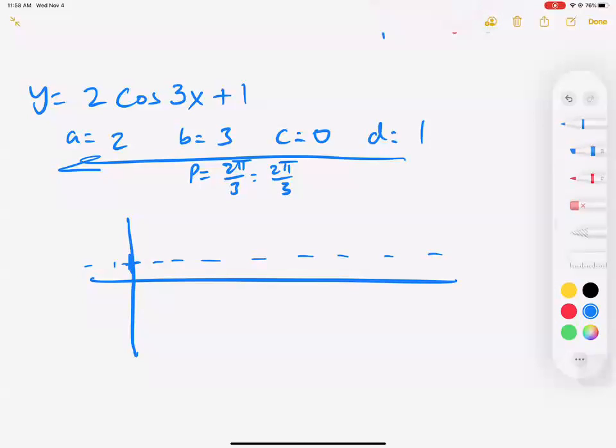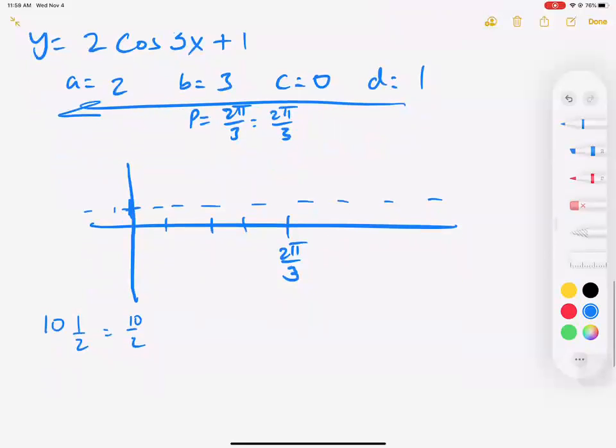Now, how long is my period? Please, don't freak out about period. Just make a mark, 2 pi over 3. This is my graph. I control where I write 2 pi over 3. Half, half, and half. Now, what is half of 2 pi over 3? If you don't know this trick yet, we multiply the bottom by 2. Let's say you have the number 10. What's half of 10? Don't you just multiply the bottom by 2? That's 5. What is half of 100? You just multiply the bottom by 2.